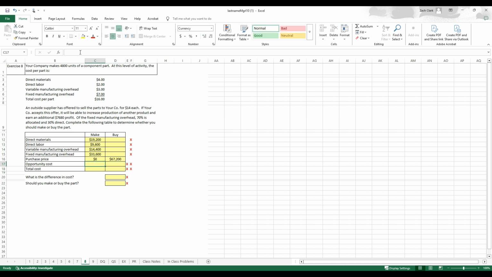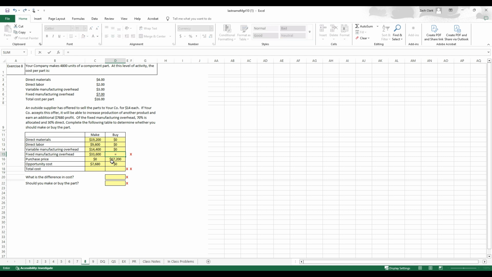Now, the opportunity cost, like we showed above, was if we keep making the product, we're going to miss out on $7,680 of profit. Okay, and let's just go through here and fill out some of the ones above. So materials and labor and variable, all the variable costs, these are all directly variable. And so if we're not making this part anymore, we don't incur those costs for having to produce it. And then, like we mentioned, there's 30%.